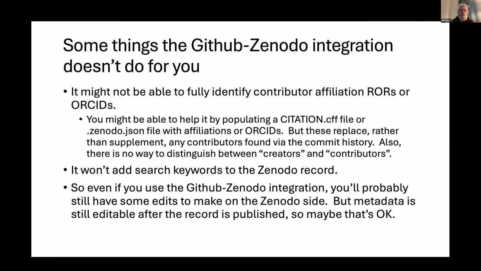But the trouble is you can't combine these sources of information. So if you make a zenodo.json file, it just pulls information out of there. It doesn't go looking through the commit history to pick up any additional authors that were not mentioned in the zenodo.json. So that has to be actively maintained if you want to continue crediting other people who have contributed to your repo.